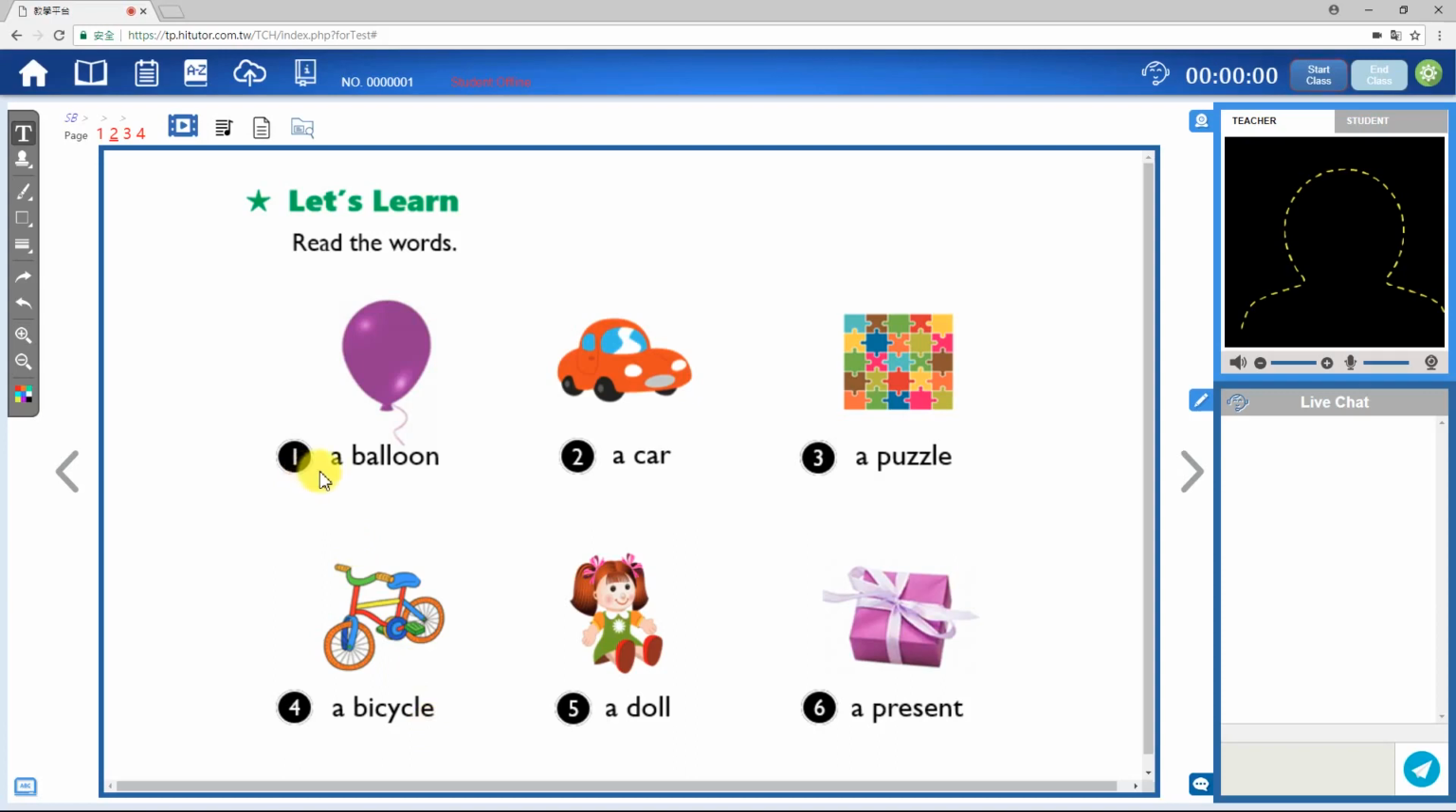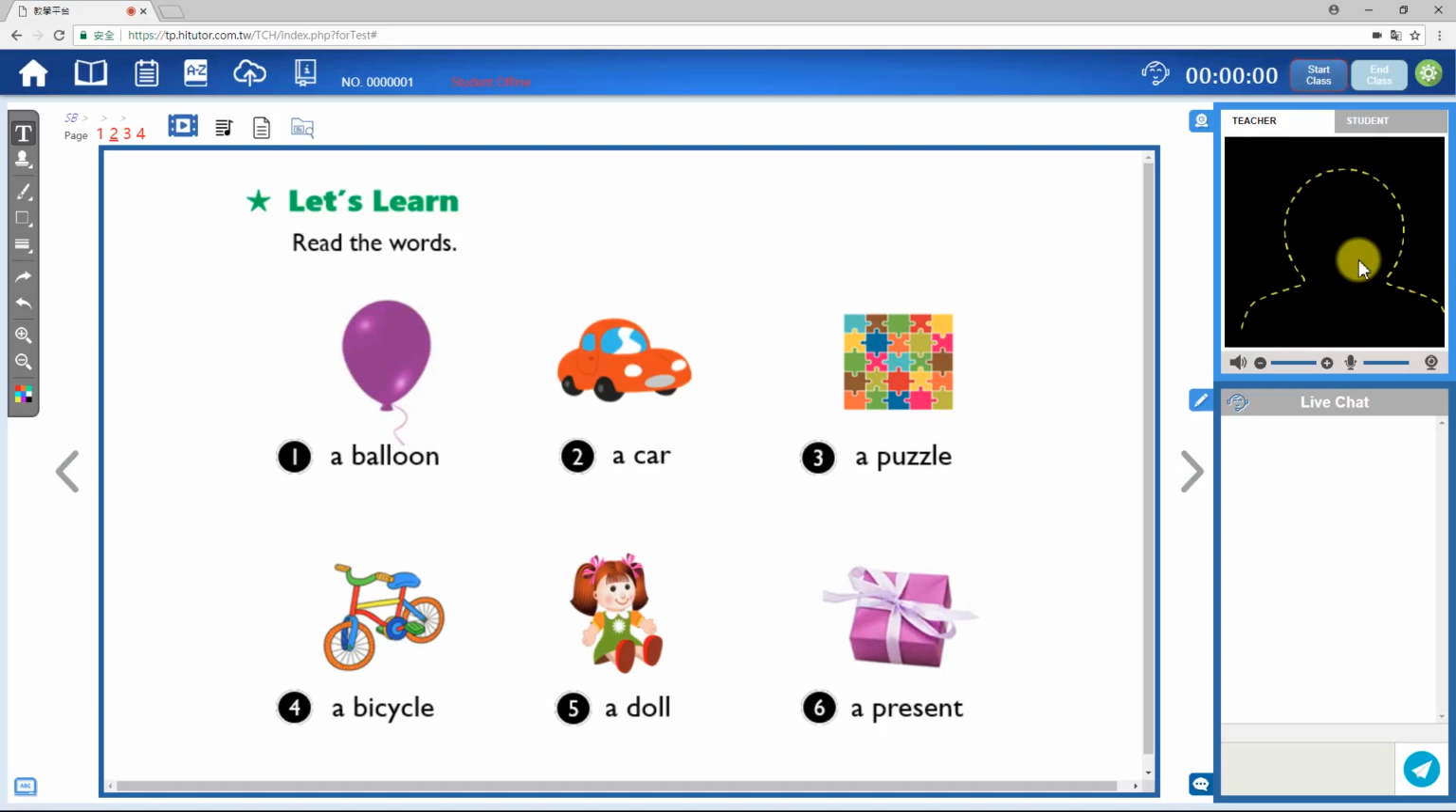The first one, say a balloon. Good, a balloon. A balloon. Number two. It's a car, right? And a puzzle. A puzzle. A puzzle. Good. Say 3 times, please. Okay, next one. Say a doll. Doll. Look at me on the webcam. Look at me. Oh. Doll.